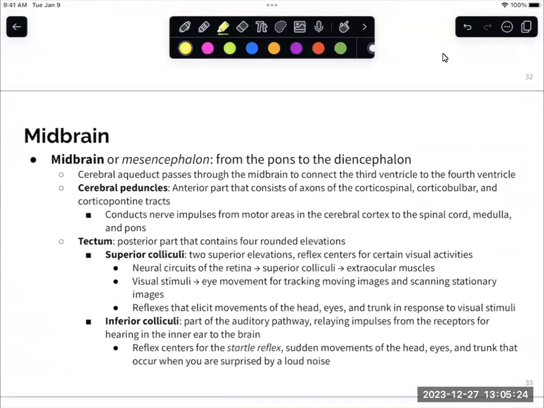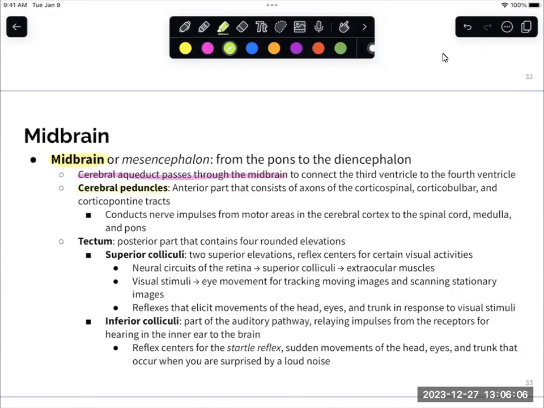Next, midbrain or mesencephalon. It's usually known as just the midbrain, and it is superior to the pons, and it's below that diencephalon, that thalamus. The cerebral aqueduct passes through the midbrain. We just talked about the different ventricles and the pathway of that cerebral spinal fluid. Well, that cerebral spinal fluid goes from the third to the fourth ventricle through the cerebral aqueduct, and that is found in the midbrain.